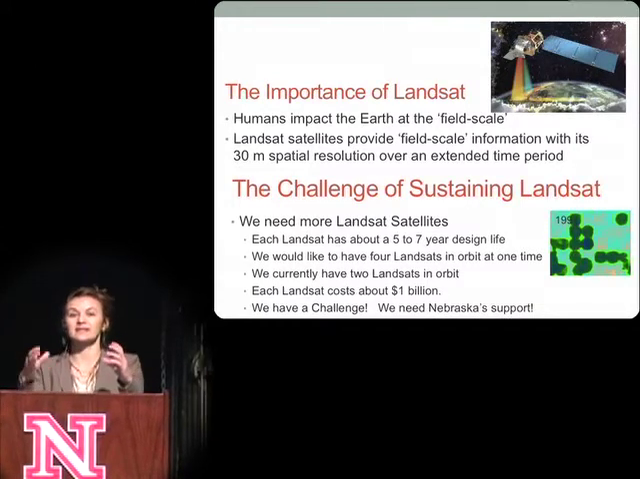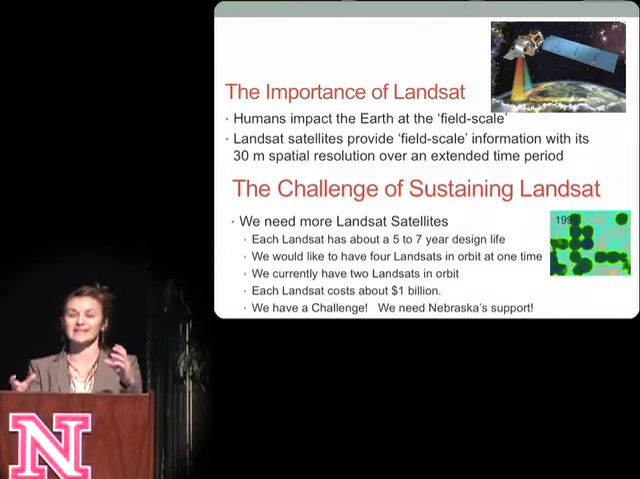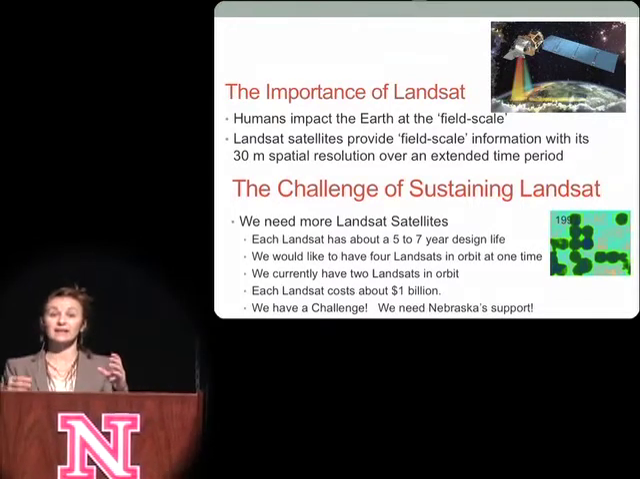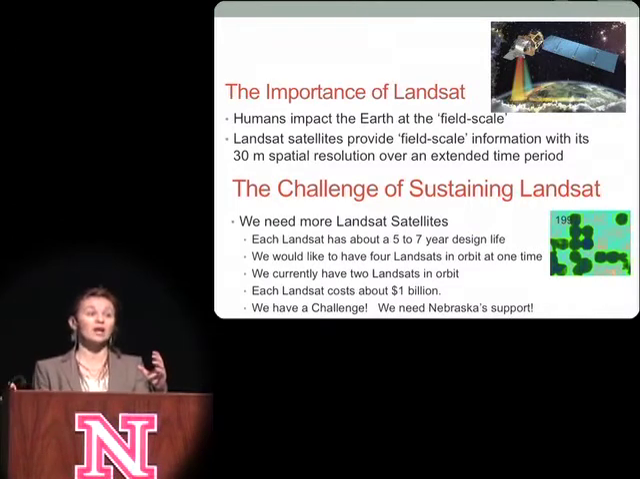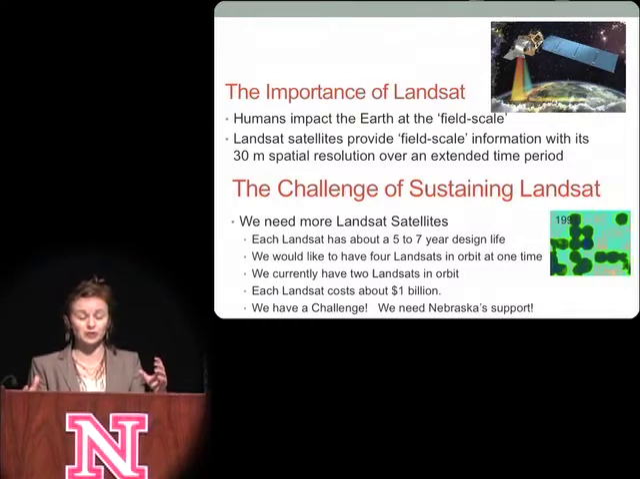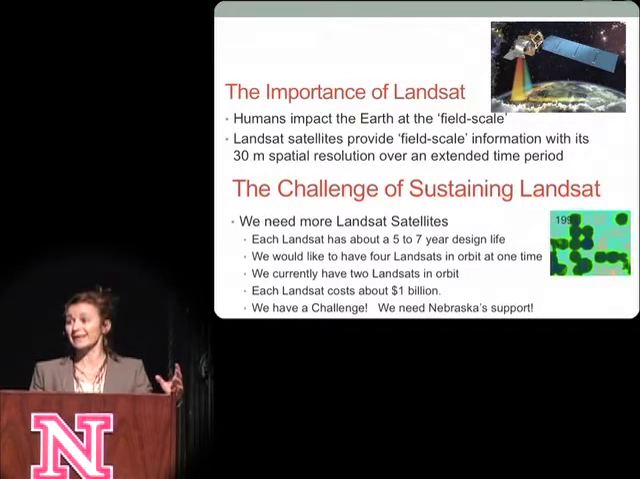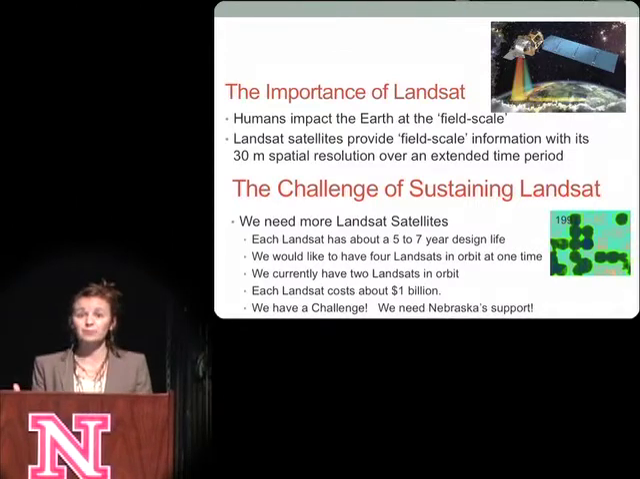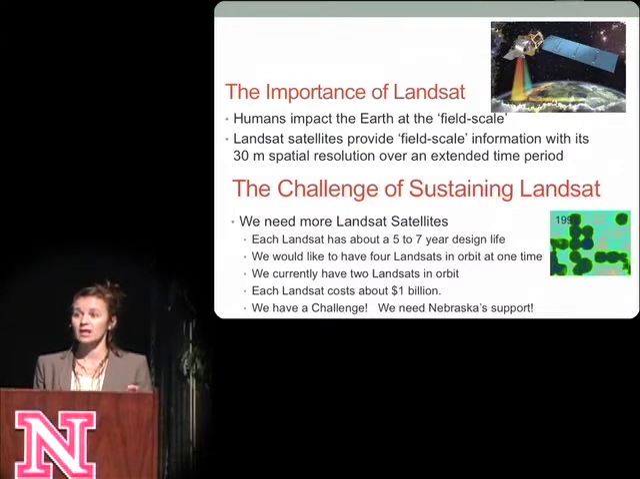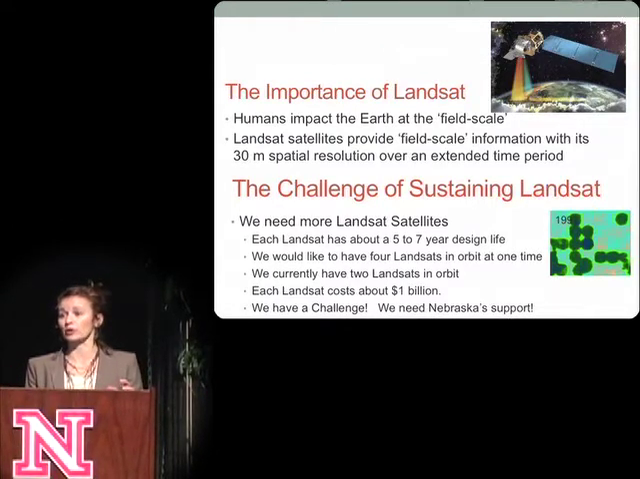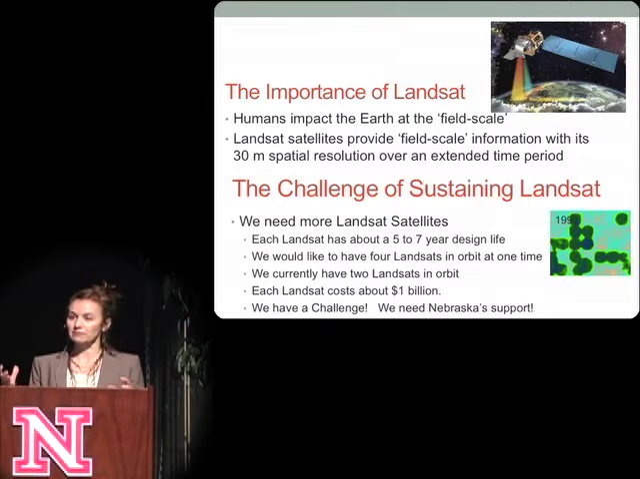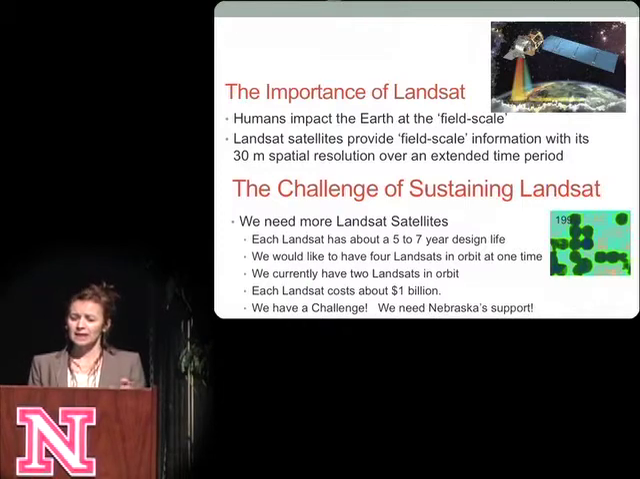And the Landsat is the only satellites that provide such detailed information, the field scale information, that is 30-meter resolution going back all the way back to 1972. And some of you might not know that the Landsat program here in U.S. is facing challenges because of the funding issue. The continuity of the program is really at risk.